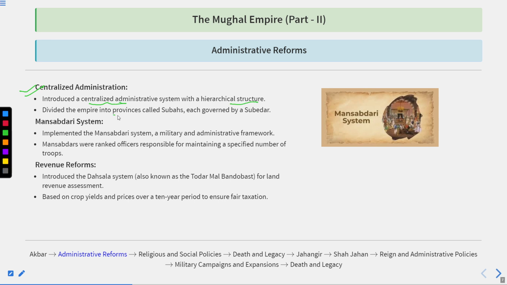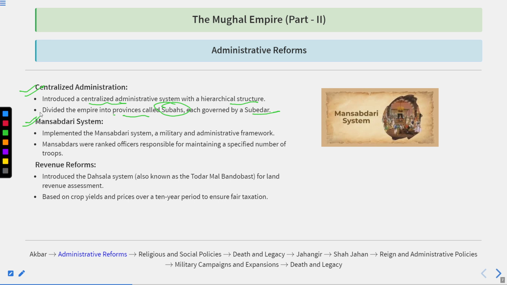He divided the empire into provinces, and these provinces were known as the subhas, each governed by a subedar. So he divided the empire's territory into different provinces, known as the subhas, and the head of the subhas was directly governed by the subedar. Clear? He also started the Mansabdari system.